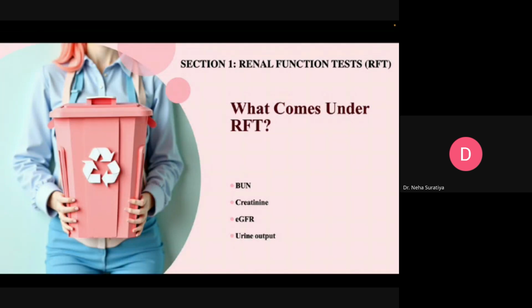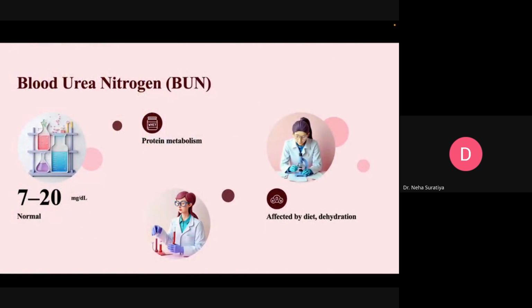So we were talking about what comes under this renal function test, and we need to correlate everything together for the clinical judgment. We need every parameter in the renal function tests. We'll start with the BUN, and we will proceed with the serum creatinine, eGFR, and the urine output, and we will try to connect all the dots. So first we will start with the BUN, that is blood urea nitrogen. Let's start with this very important parameter in the RFT.